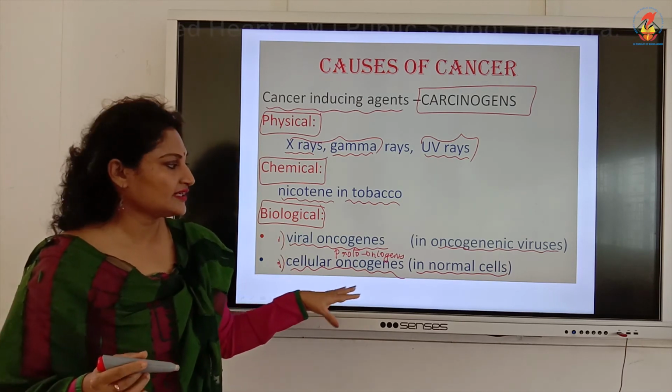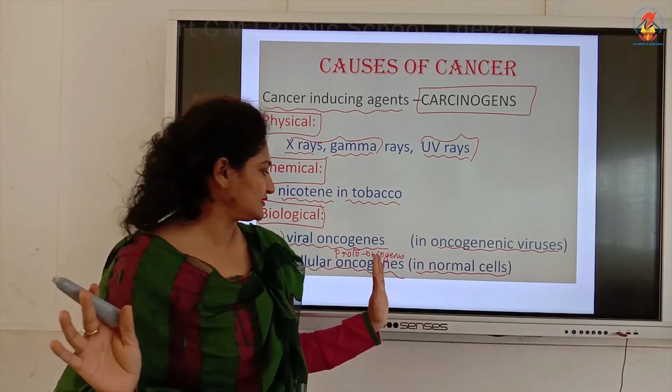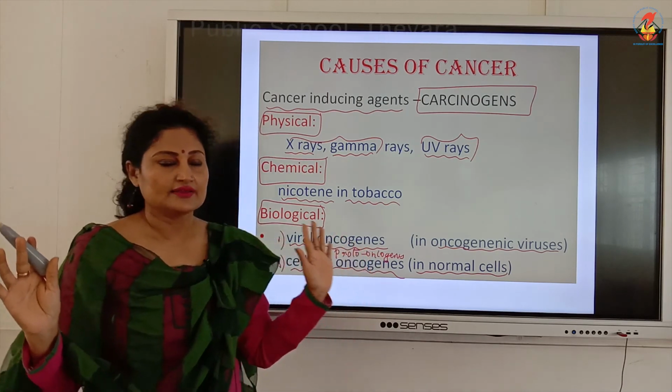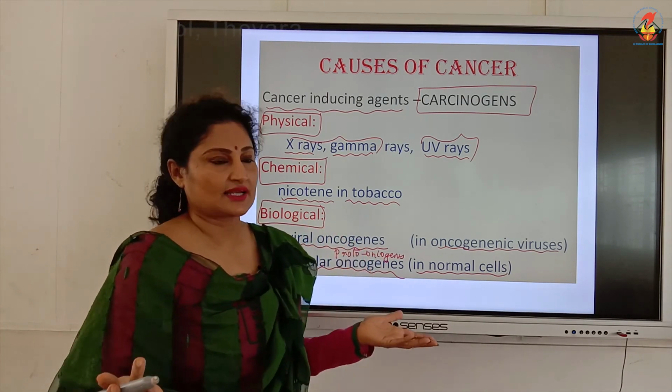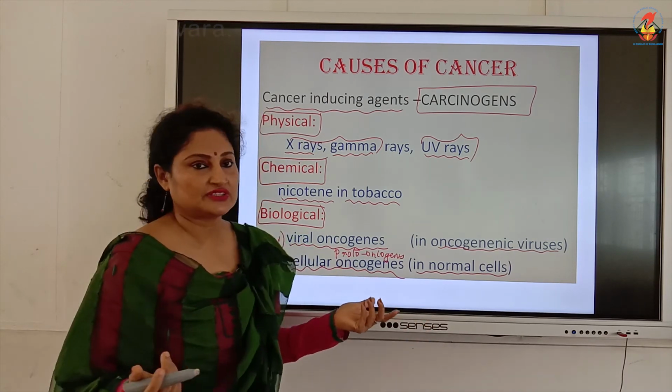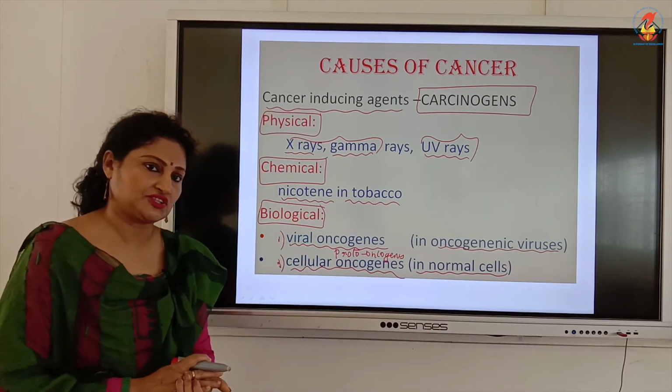Then there is another thing: in our normal cells there are cellular oncogenes. Under certain circumstances, they get activated and bring about oncogenic transformations.